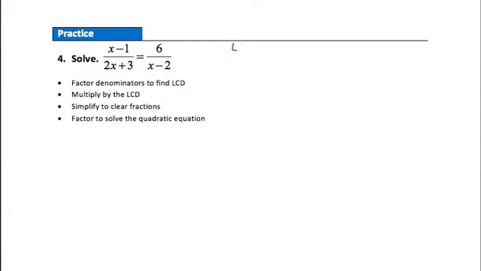All right, let's start with our LCD. We'll look at our denominators in factored form. My first denominator, I can't factor that. It's just 2x plus 3. And then my second denominator, I can't factor that either. So it's simply x minus 2. They don't share any common factors at all, so the LCD is just going to be these two things multiplied together. So my LCD here is going to be 2x plus 3 times x minus 2. And that's what I want to go through and multiply by.